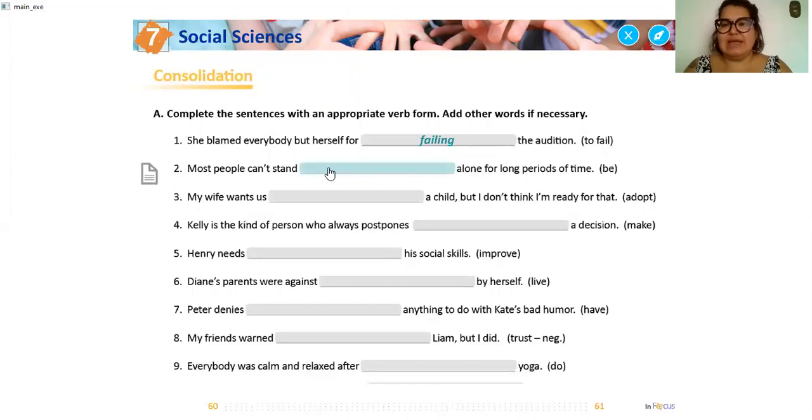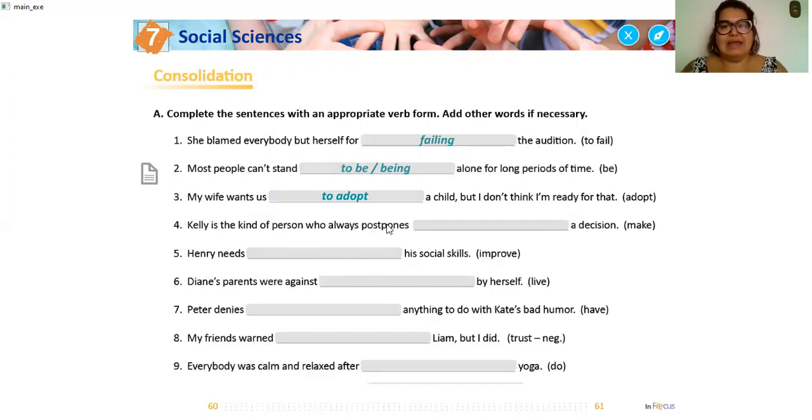Most people can't stand to be or being alone for long periods of time. Can't stand, this expression will admit both forms. My wife wants us to adopt a child, but I don't think I'm ready for that.